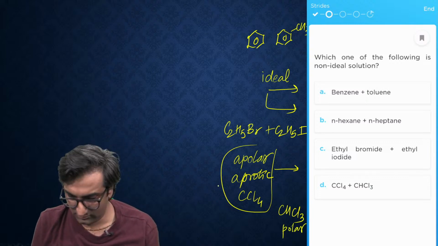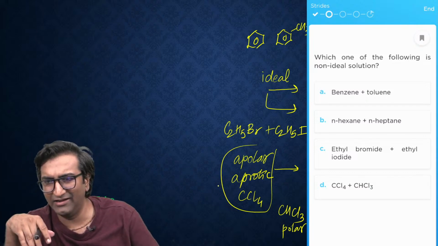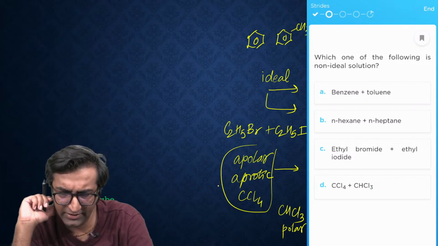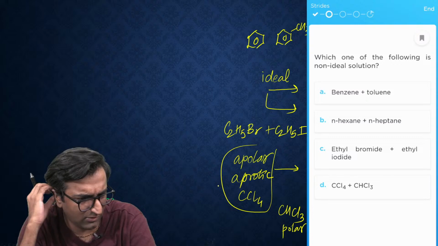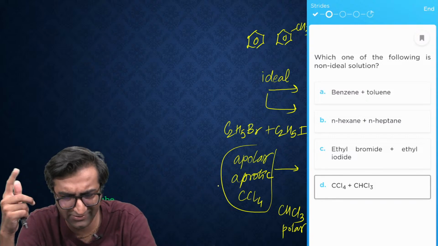B is ideal. Yes, A and B are both ideal. What is the question asking? The question is asking non-ideal. So I think C and D should both be correct. What do you think? And you want, Chirag, you want to mark D? I can mark D. Lock D, or should it be C?